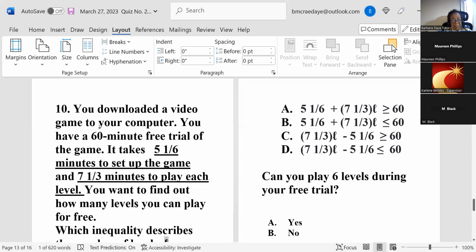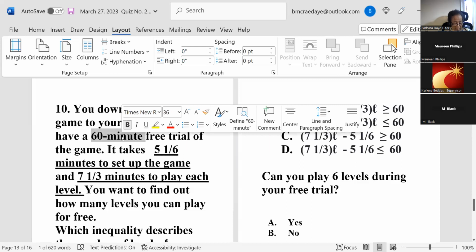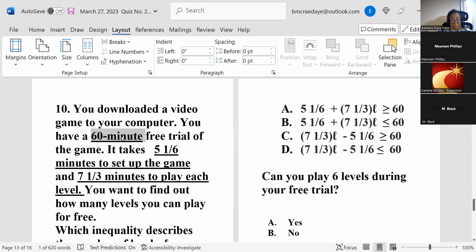But the trial is 60 minutes, right? So you're limited to 60 minutes. That means when you add this, it's got to be less than or equal to 60. You can't go over 60. So the answer is B. Question?